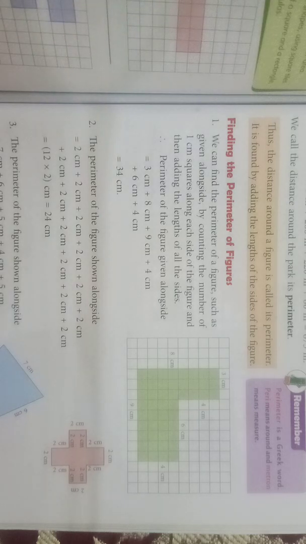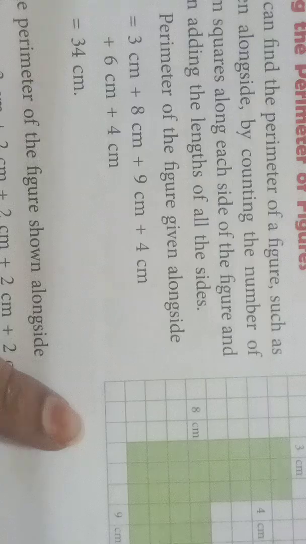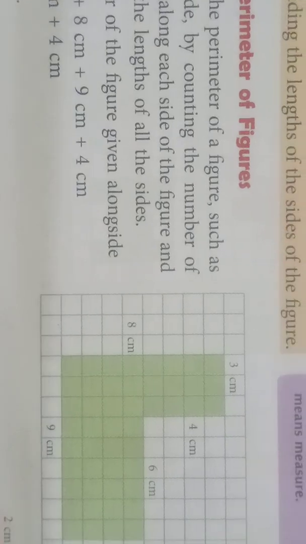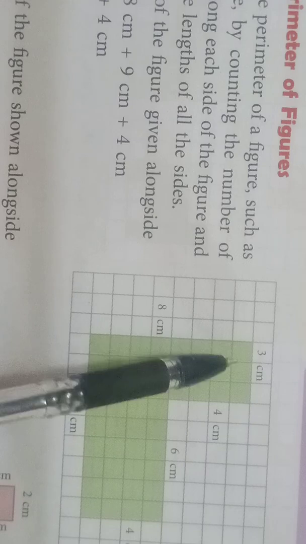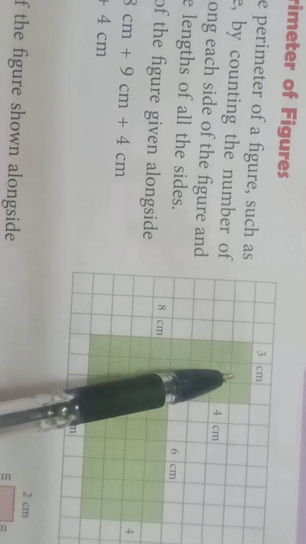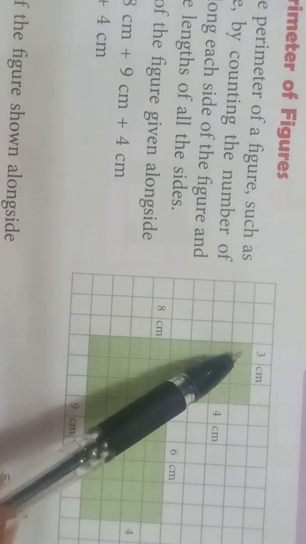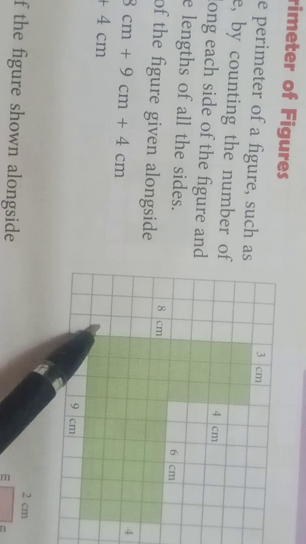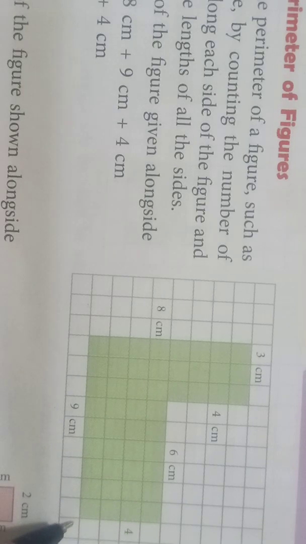Now let's see how to find the perimeter of the given figures. Here I will show you a figure which is shown in a graph. You can see here the figure I have enlarged for you. They have shown it in graphics, and each square is 1 square centimeter. This box is 1 square centimeter. So 1 2 3, this is 3 centimeter. 1 2 3 4 5 6 7 8, it is 8 centimeter. This is 4 centimeter. This is 6 centimeter. This is 4 centimeter, and this is 9 centimeter.